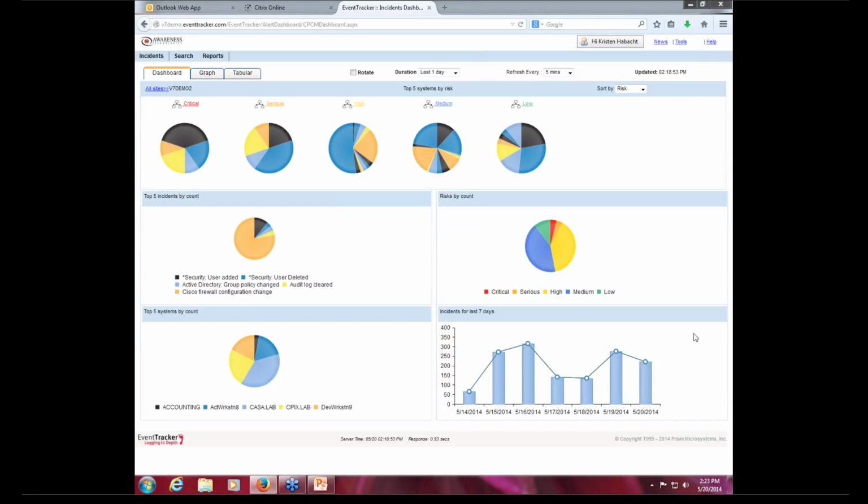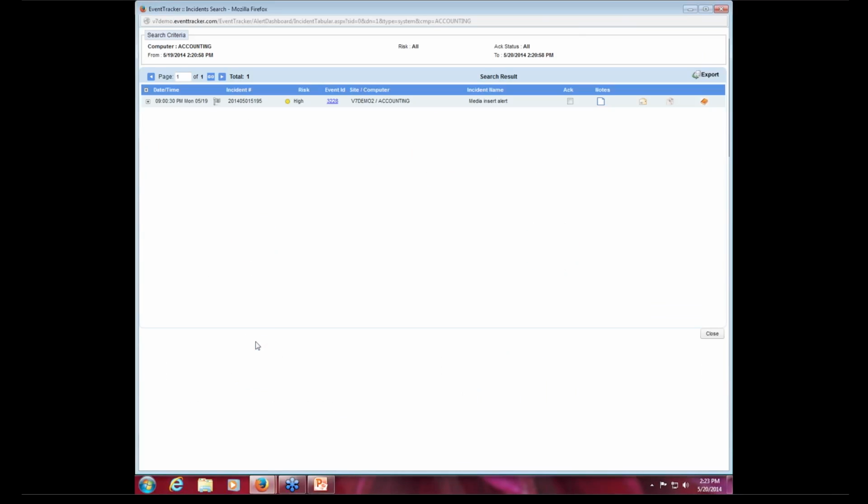Risks by count, top 5 systems by count. For instance, I see a server by the name of accounting, which has only maybe one incident. But because accounting is such a critical server and it contains maybe the crown jewels, financial info, I might want to see what that's all about.